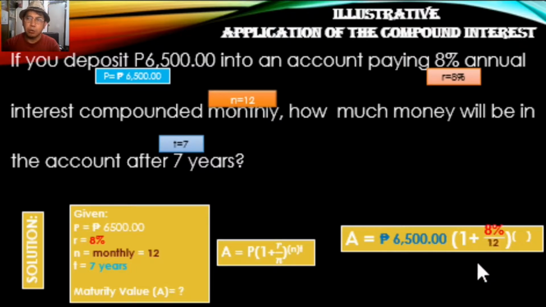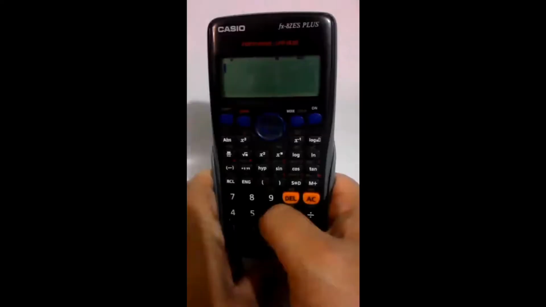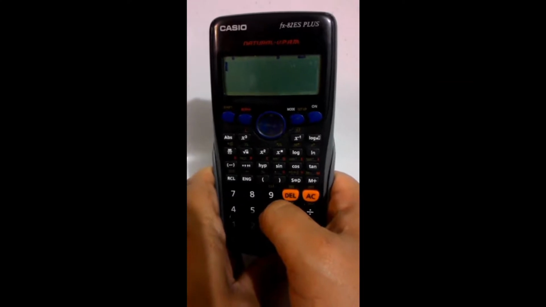How about the mode of conversion? That is 12, raised to the quantity 12 multiplied by 7 years. After writing this one in your paper, get now your calculator and press the problem into it, following the format.